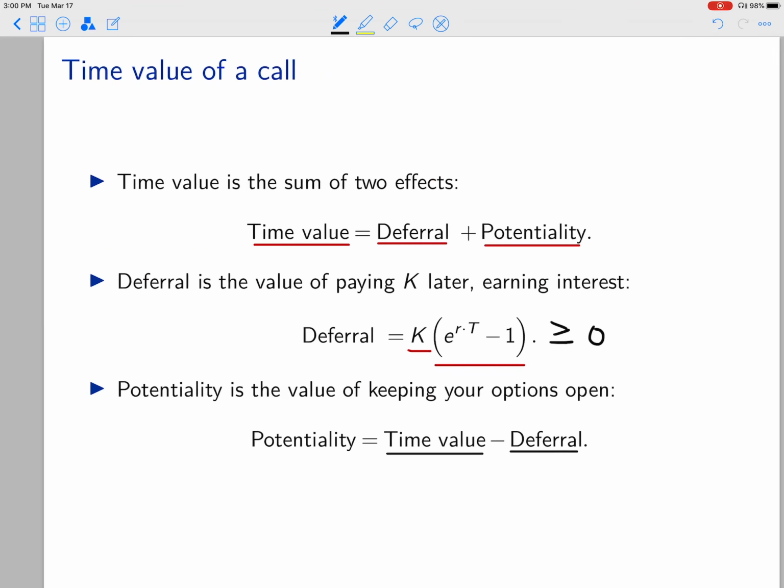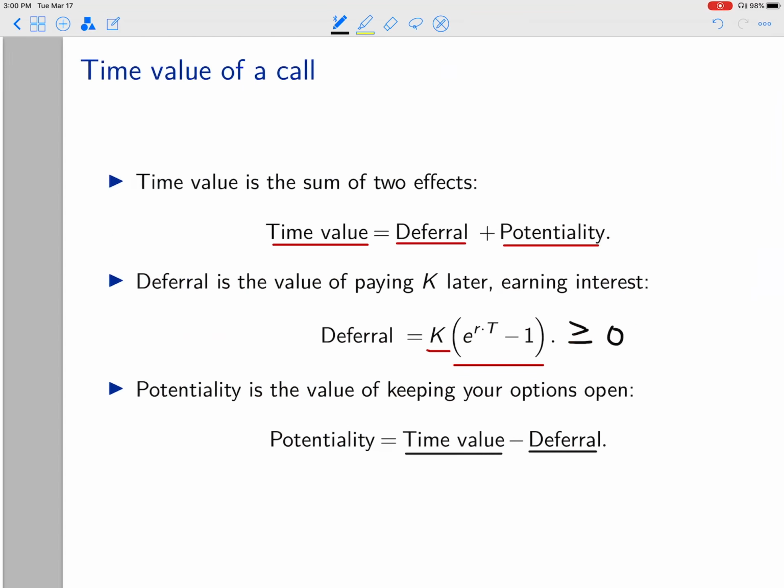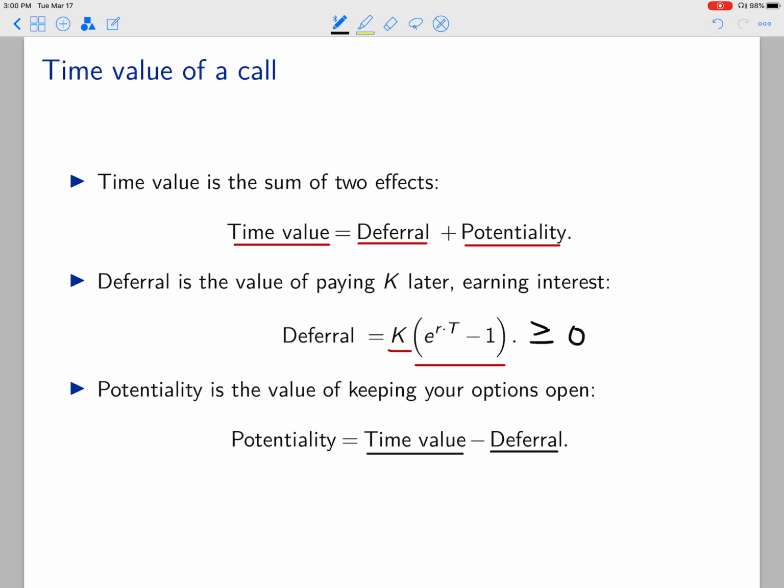Okay, so in summary, what do we have? A call option can be decomposed into two components, intrinsic value and time value. Time value can also be broken down into two components itself, deferral and potentiality. Time value is usually the largest portion of an option's value. And within time value, potentiality usually reigns supreme, but deferral is not something to scoff at. It's going to make up a material amount.